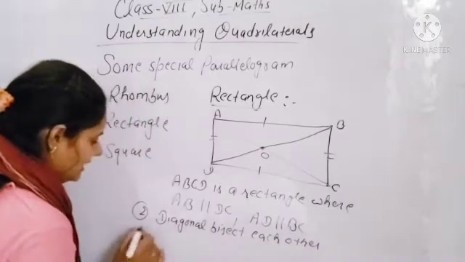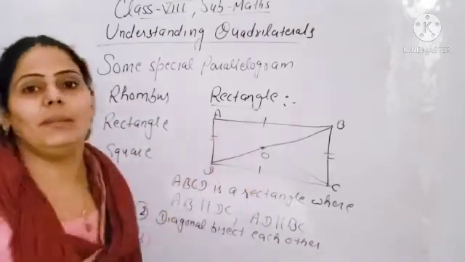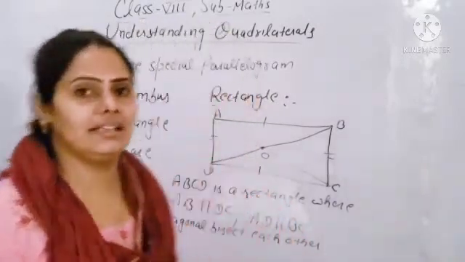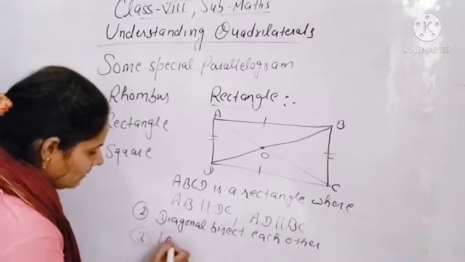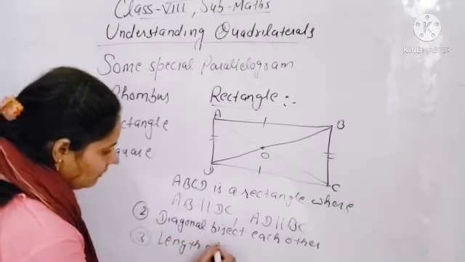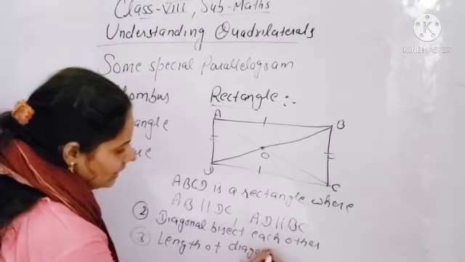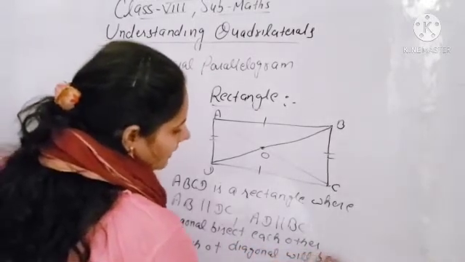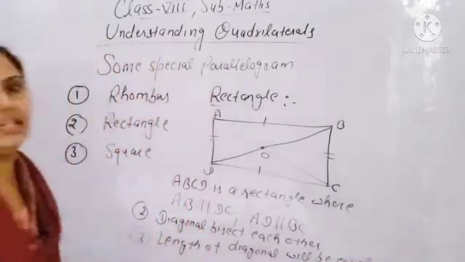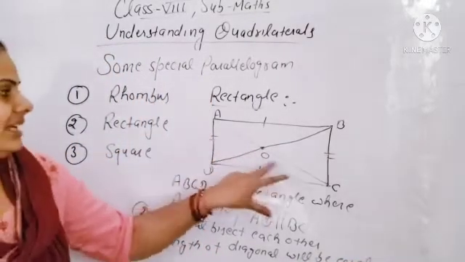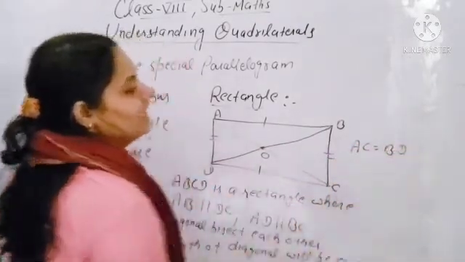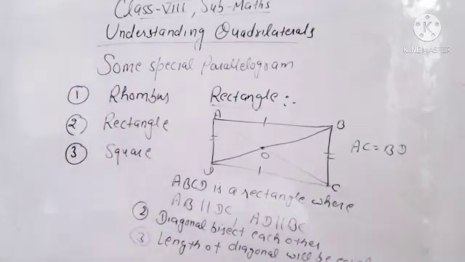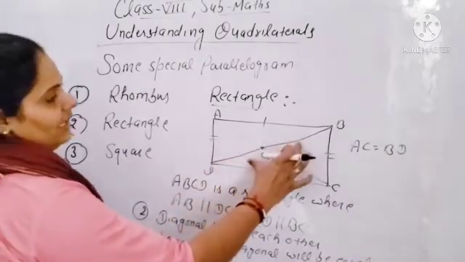Okay. Third property, beta, diagonals. Both the diagonals will be equal. The length of the diagonals will be equal in the rectangle. Diagonals will also be equal in rectangle. Okay, beta, it means diagonal AC will be equal to diagonal BD. The length of the diagonal will always be equal in the rectangle. Is it clear? So diagonal AC will be equal to diagonal BD.